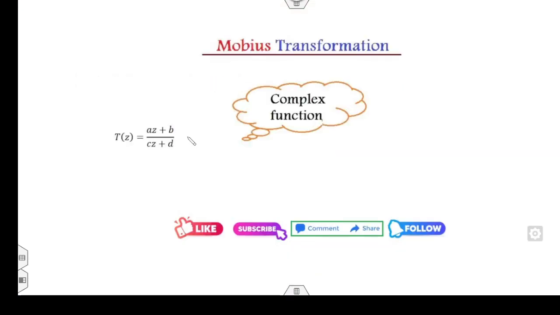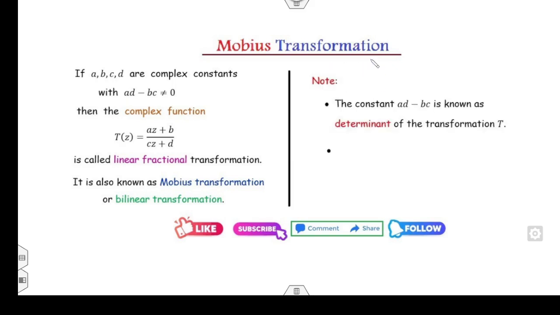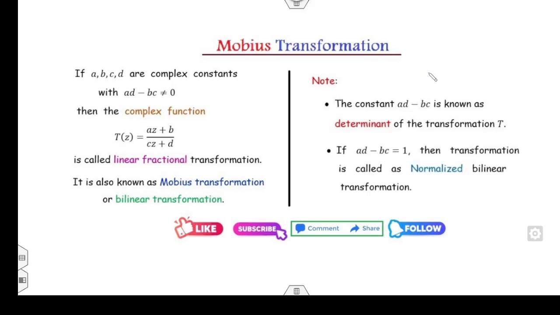What we have discussed so far, whenever you have a transformation (az + b)/(cz + d), where a, b, c, d are complex constants such that ad - bc is non-zero, then this transformation, equation number 1, is called a linear fractional transformation. It is also known as the Mobius transformation or bilinear transformation. The term ad - bc is known as the determinant of the transformation, and when this constant value is 1, we call it the normalized bilinear transformation.